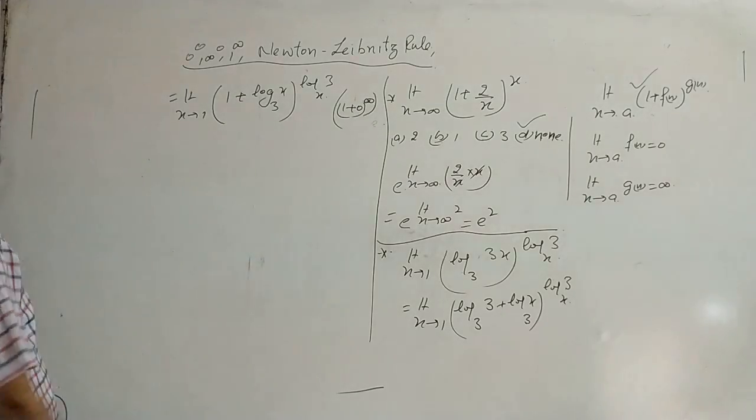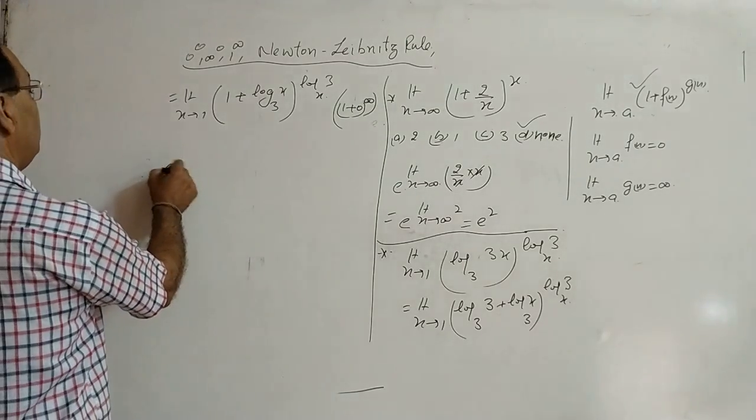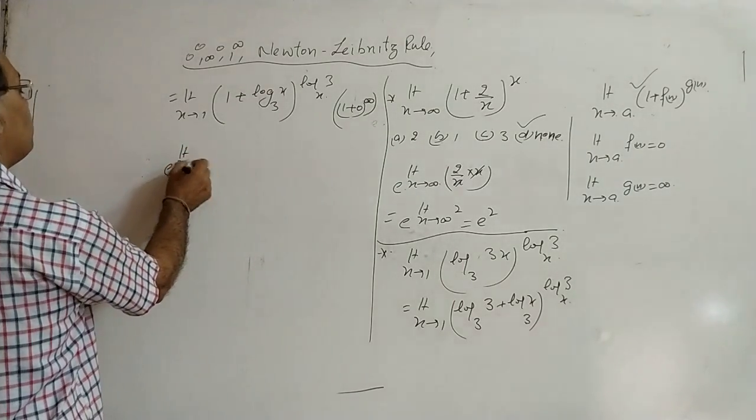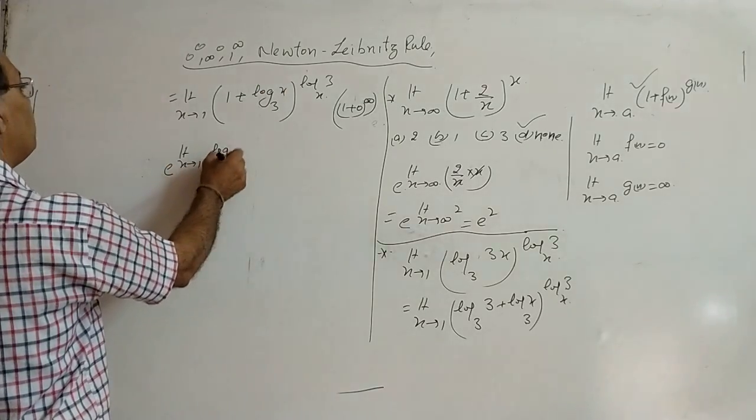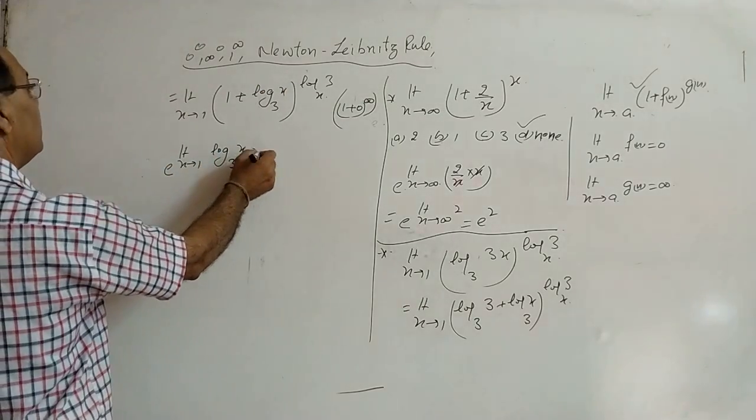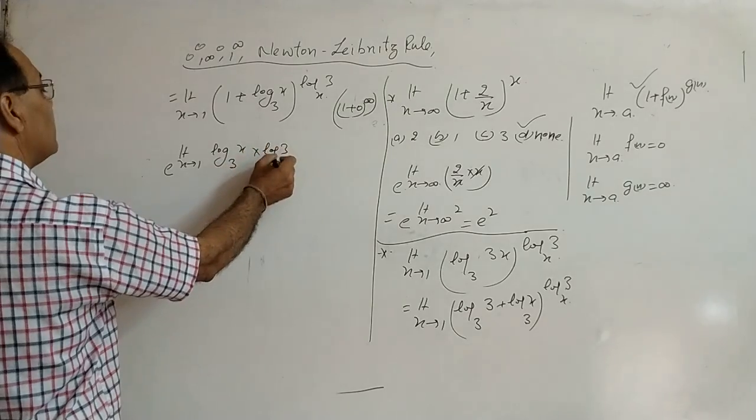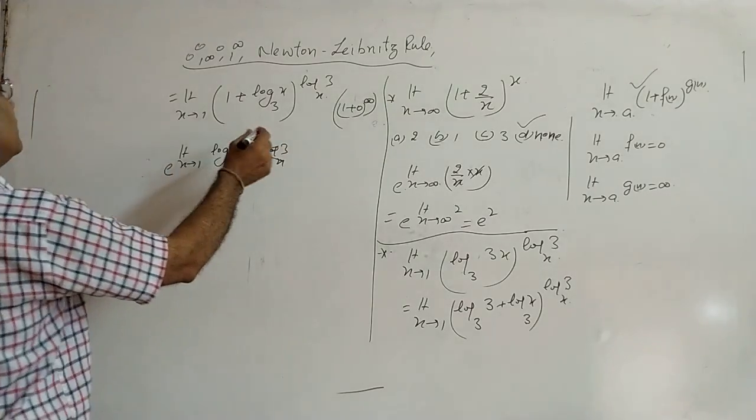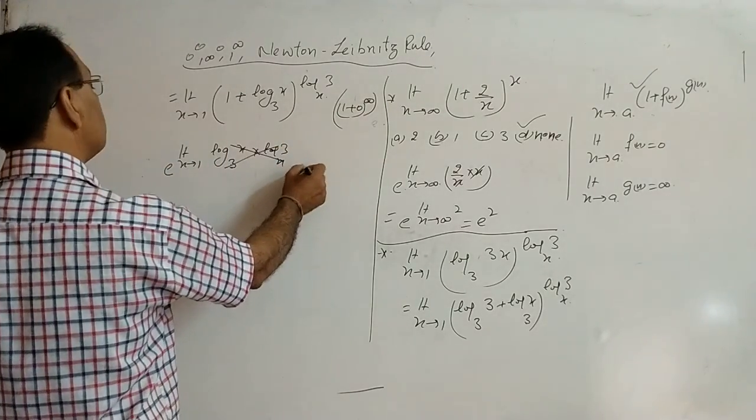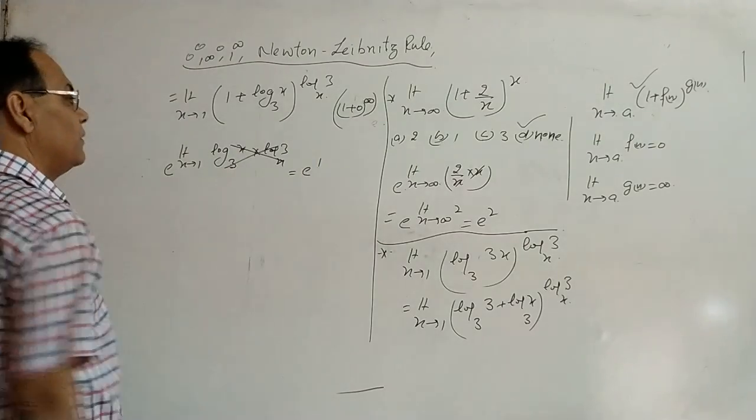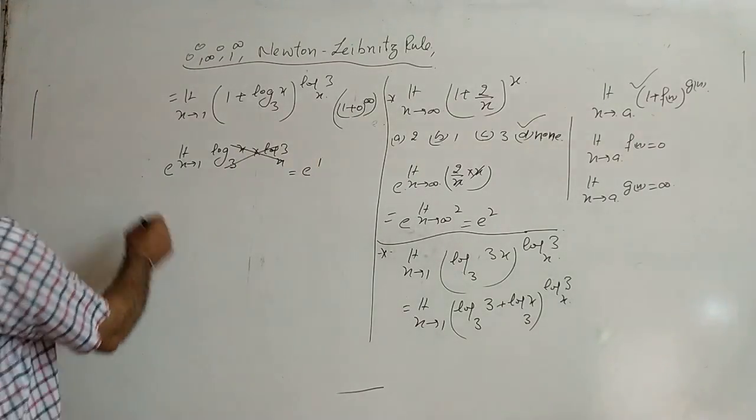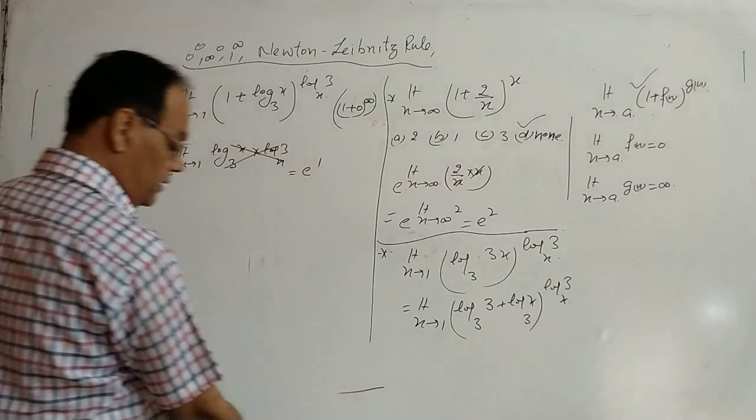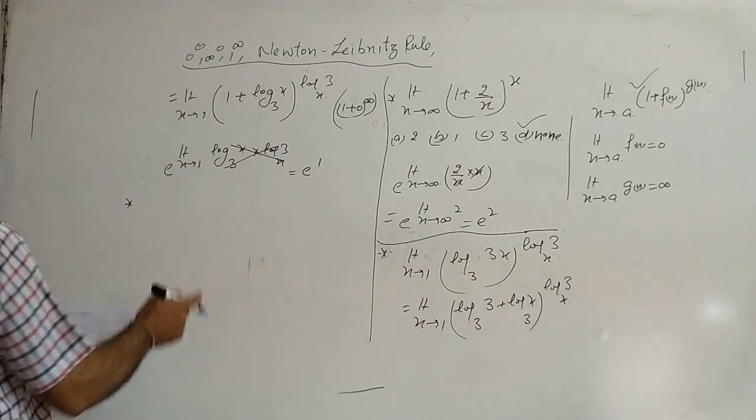I am again using the same trick. e raised to power limit x approaches to 1, multiplying these both, it should be log x base 3 into log 3 base x. So these both cancel to each other. So naturally that becomes e raised to power 1. So what should be the answer? It should be e raised to power 1. Clear beta? Let me take one more question.